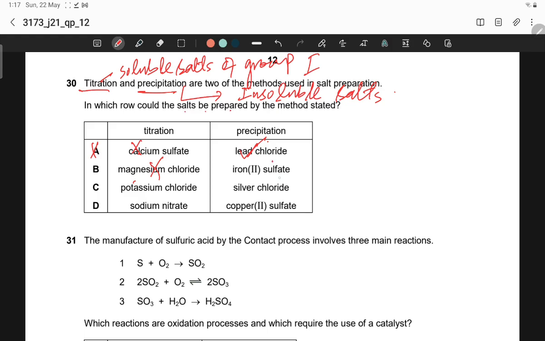Iron 2 sulfate is an aqueous salt, cannot be produced by precipitation. Potassium chloride can be produced. Silver chloride can be produced by precipitation. C option is correct. Sodium nitrate and copper 2 sulfate both are aqueous salts. Copper 2 sulfate is an aqueous salt, cannot be produced by precipitation.